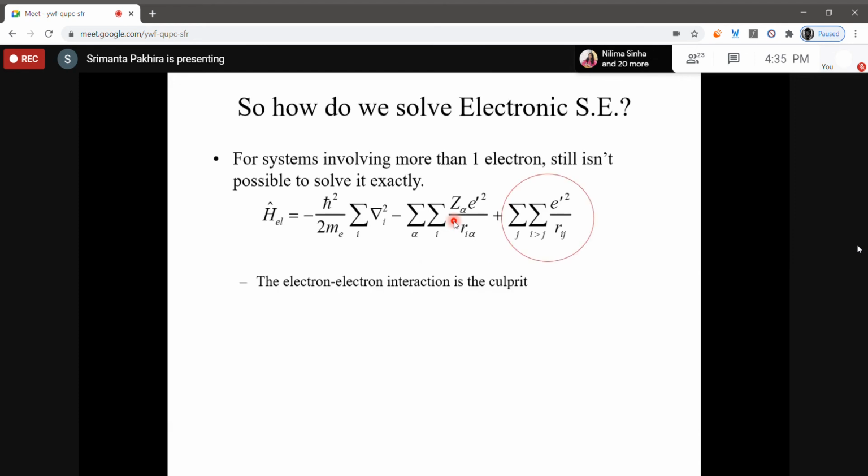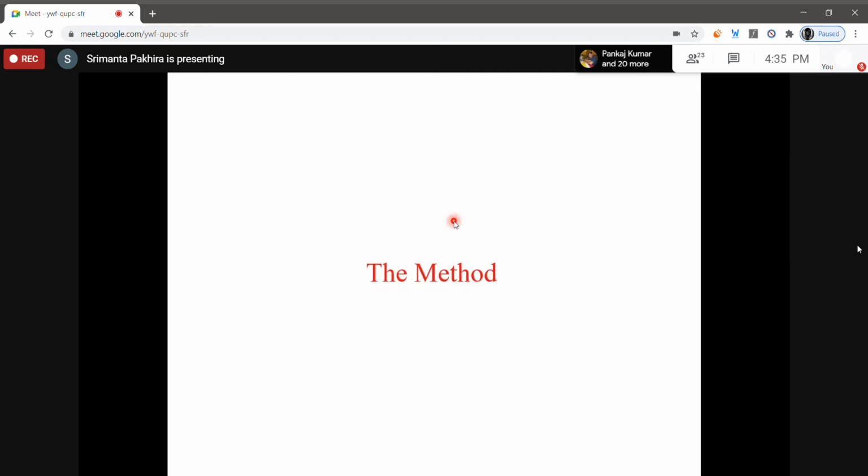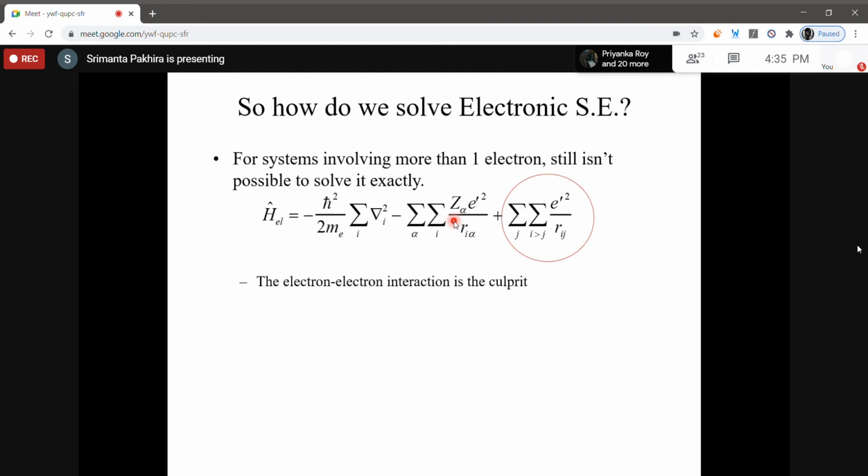So right now I'm coming back to the method part, which is very important. I will continue that kind of discussion probably for several days, on how to develop the method and how to use it to solve the Schrodinger equation for any kind of system I mentioned.